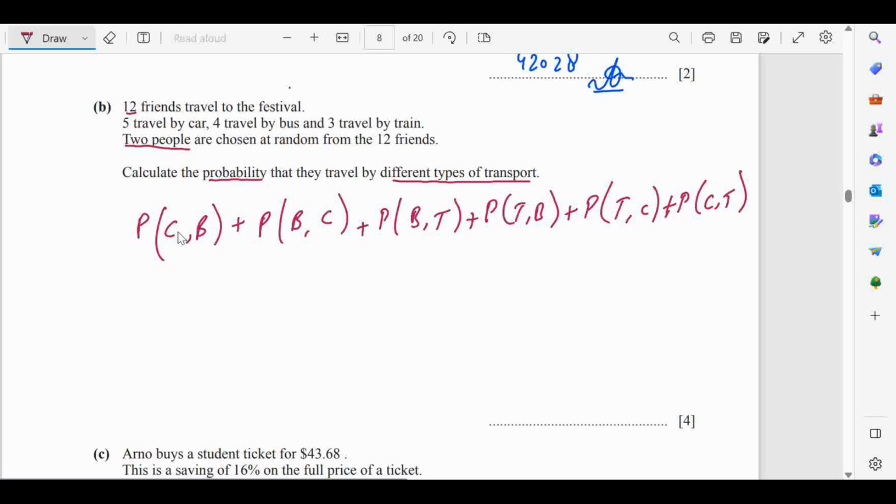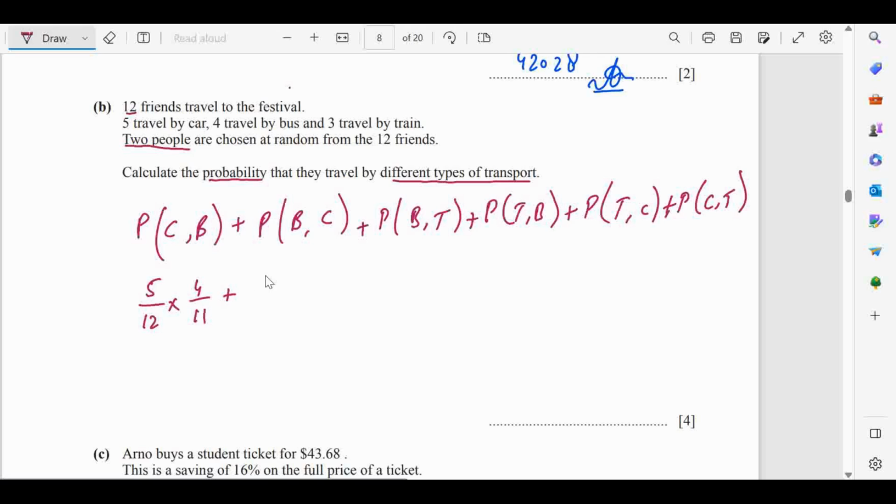Now probability of car and bus. So let's see, we can see that we have 5 friends who travel by car. So 5 divided by 12 multiply by bus will be 4 divided by 11, because we can see that in the next term we will have one already chosen, so it must be like this.